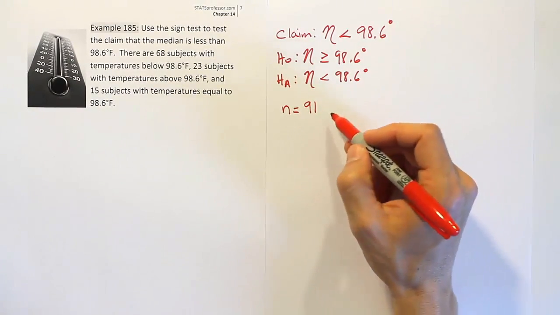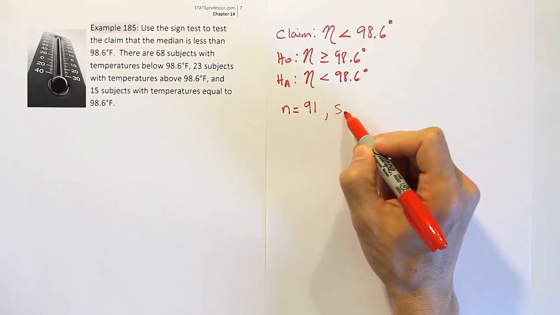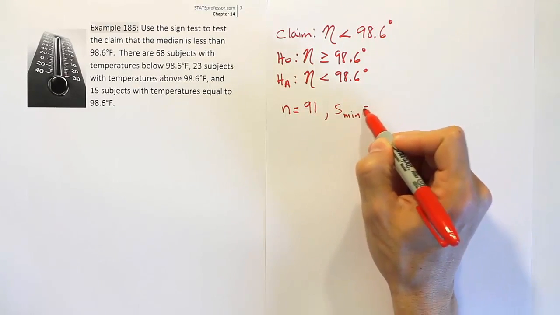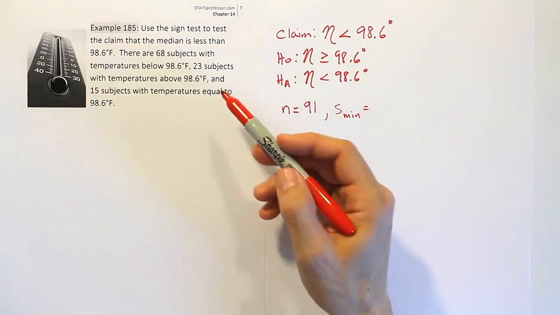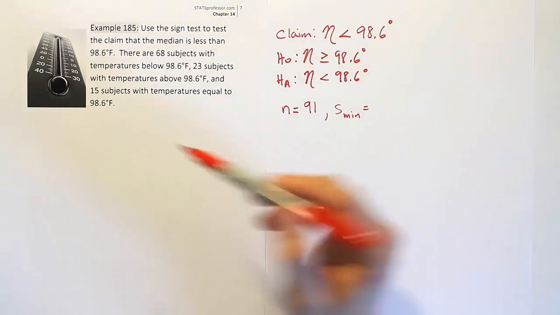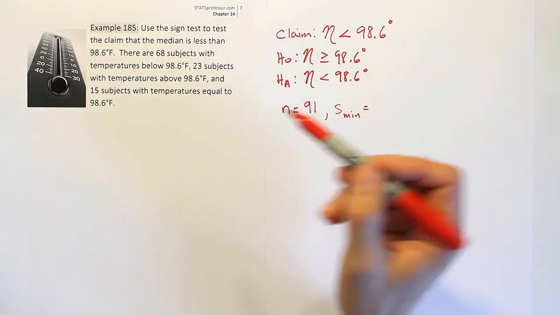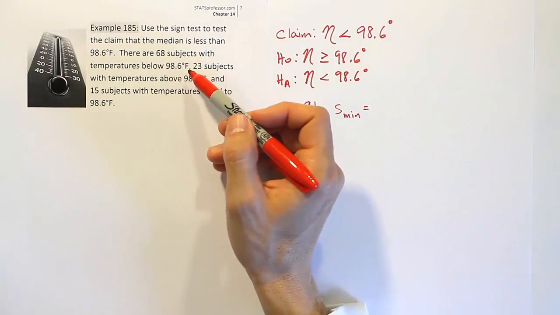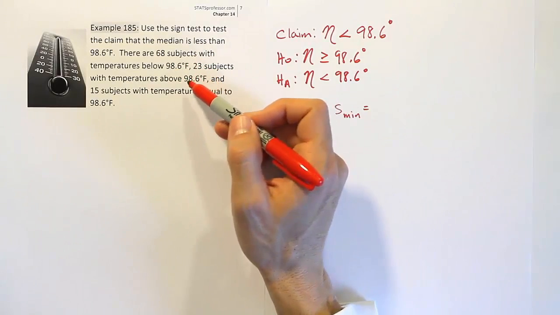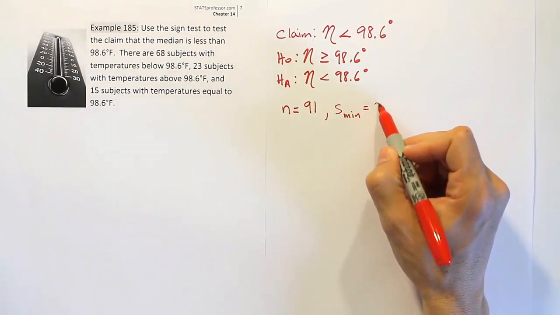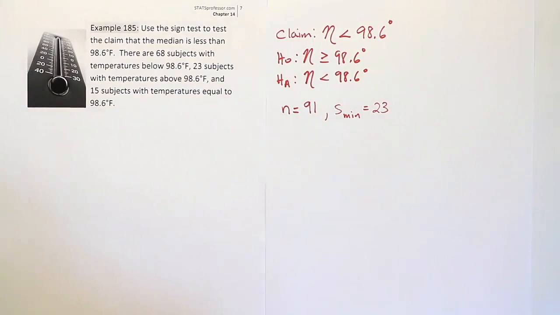The next thing you're going to do is calculate something called S minimum. S minimum is the smaller of the remaining two categories that are left after discarding the ties. We're going to look for the one that has the smallest number of subjects as a part of it. So there are 68 subjects with temperatures below 98.6. There were 23 subjects with temperatures above that. So we're going to use 23 as S minimum. S minimum just means the smaller of those two other categories.